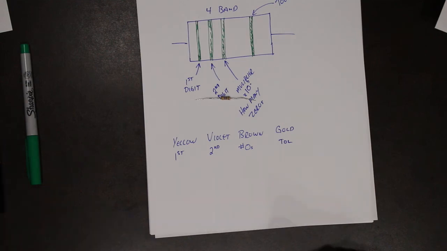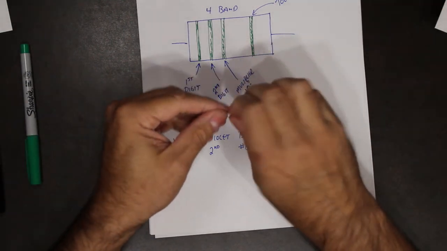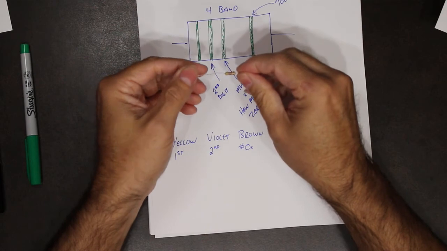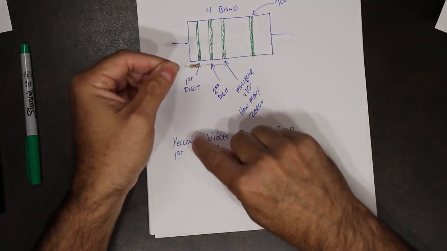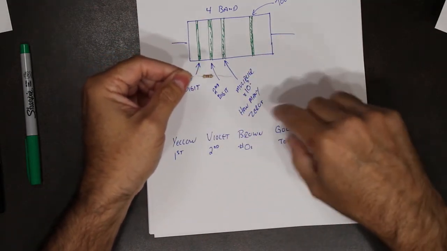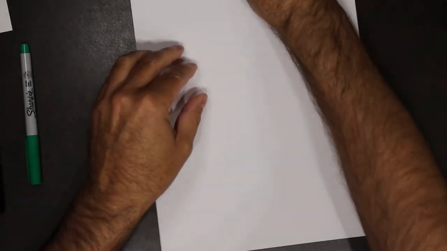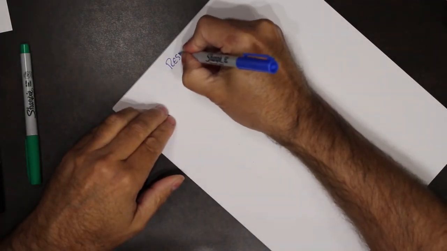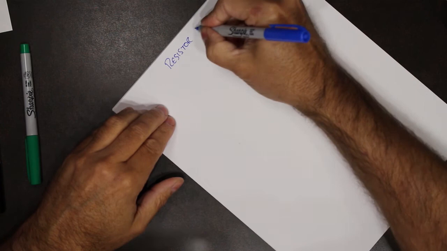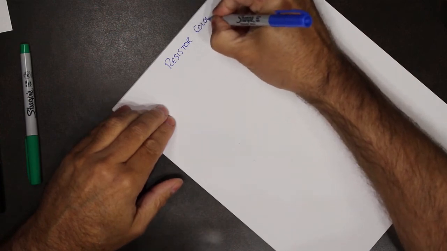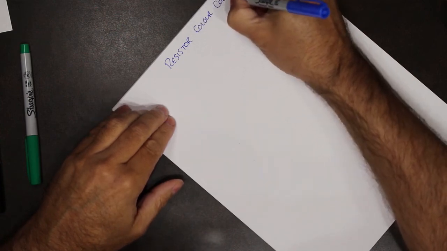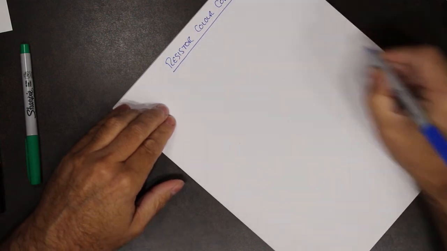So now to figure out any resistor value, we need to know what each of the colors represent. And again, this is a universal system. And it kind of goes like this. So the resistor color code goes like this.